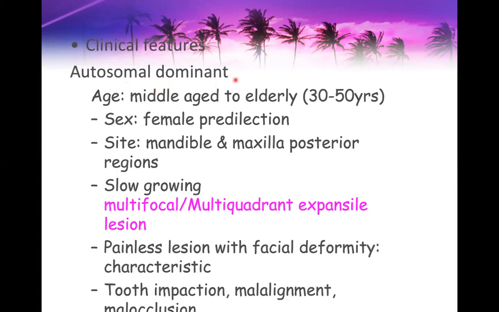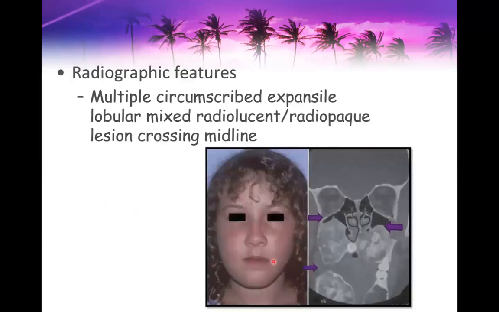Autosomal dominant type: middle-aged to elderly with female predilection, mandible and maxillary posterior region. It is multi-quadrant. That is, it is actually the hereditary form of florid osseous dysplasia. Painless lesion, but there will be facial deformity, tooth impaction, malalignment, and resulting in malocclusion.